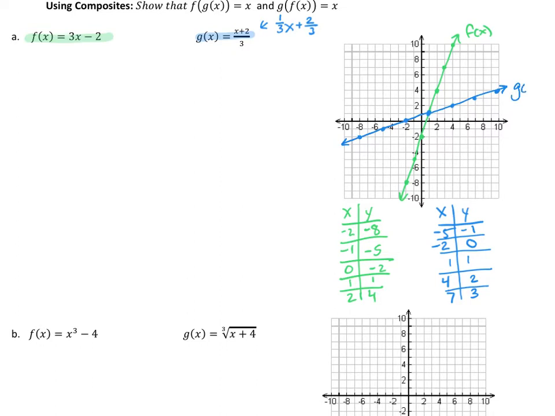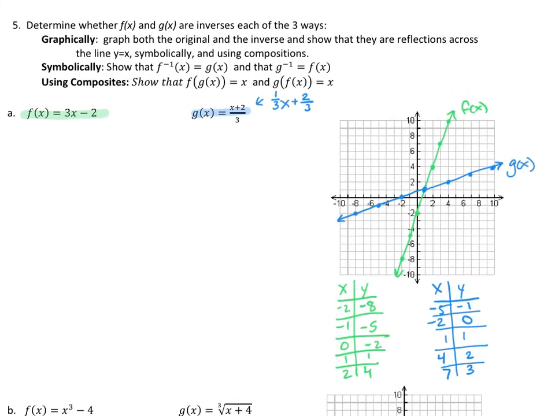And again, this is our g of x. So if you take a look at where it says graphically, what can we do? It says graph both the original and inverse and show their reflections across the line y is equal to x. So let's graph that line y is equal to x right here. And as I graph that line, I see that, hey, you know what? These are in fact reflections of each other.